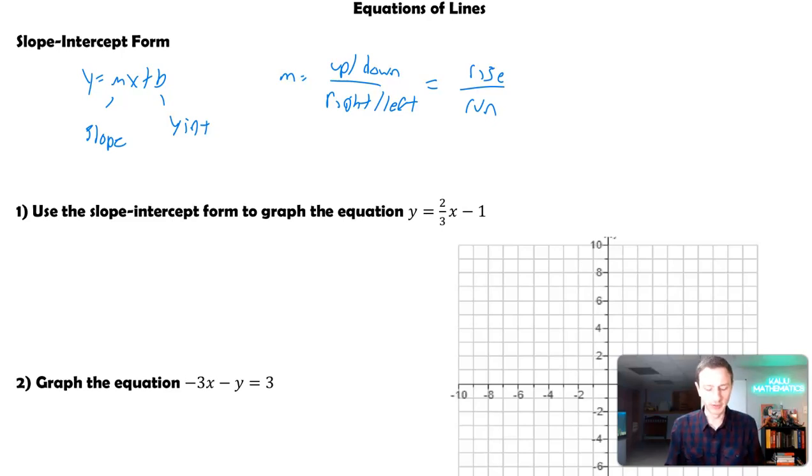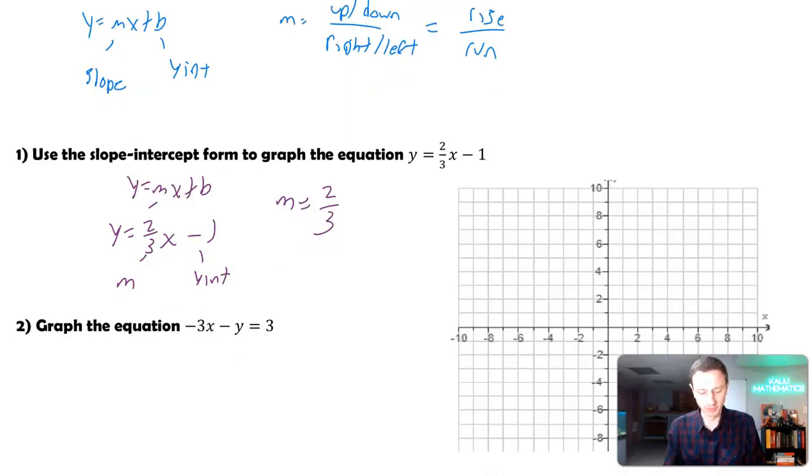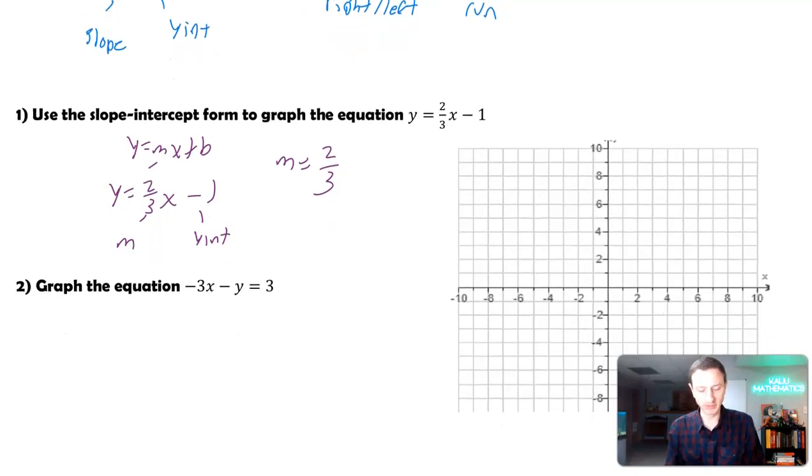So the first one, use the slope-intercept form to graph the equation y equals 2/3 x minus 1. So this is already in slope-intercept form, y equals mx plus b, where m is the slope. So in this case, 2/3 is the slope, and then the y-intercept is that -1. So let's just plot the point of -1 on the y-axis. That's our y-intercept, so I'm going to put a point at -1. And then my slope is 2/3.